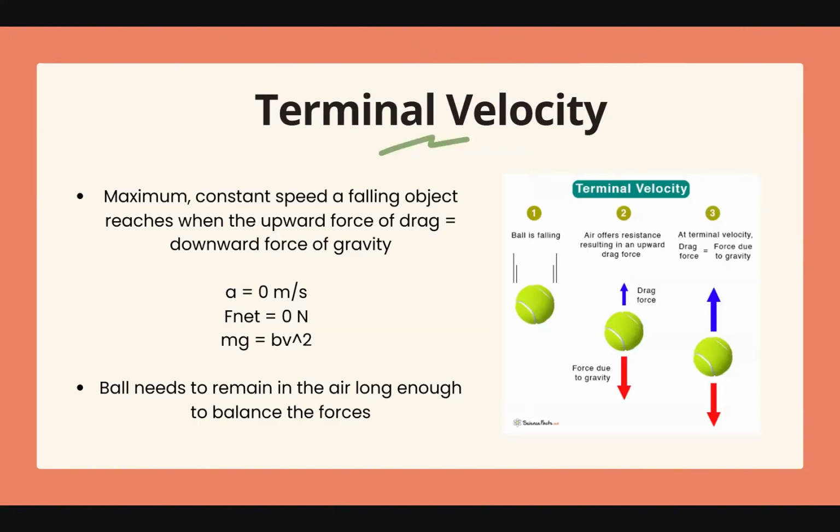To talk about terminal velocity, which is the maximum constant speed a falling object reaches when the upward force of drag equals the downward force of gravity. The two forces are equal to each other, therefore they cancel out, resulting in no overall force. In a projectile experiment, the object does not remain in the air long enough for the drag force to fully balance gravity. The vertical velocity doesn't level off before impact.